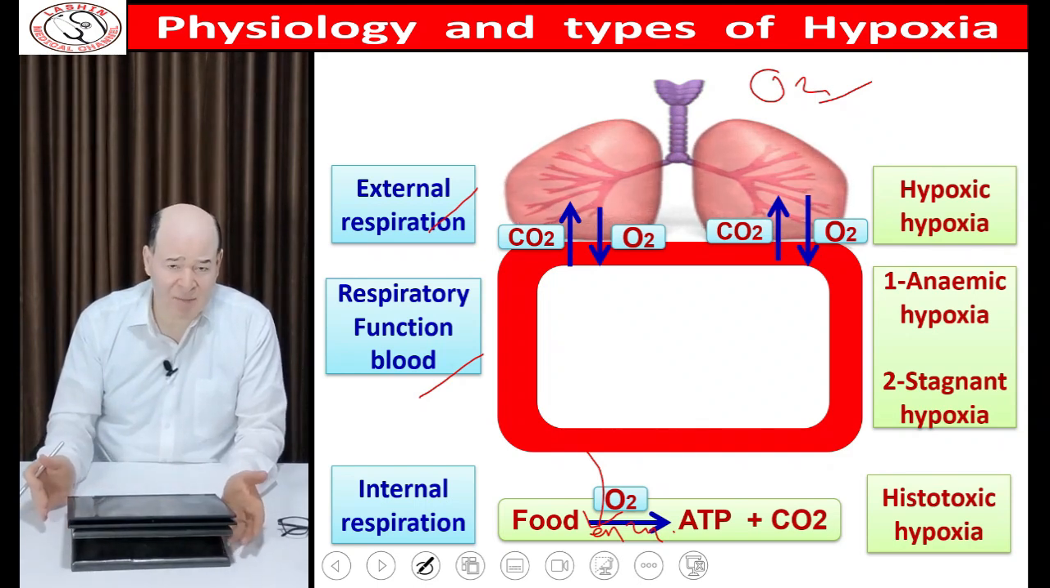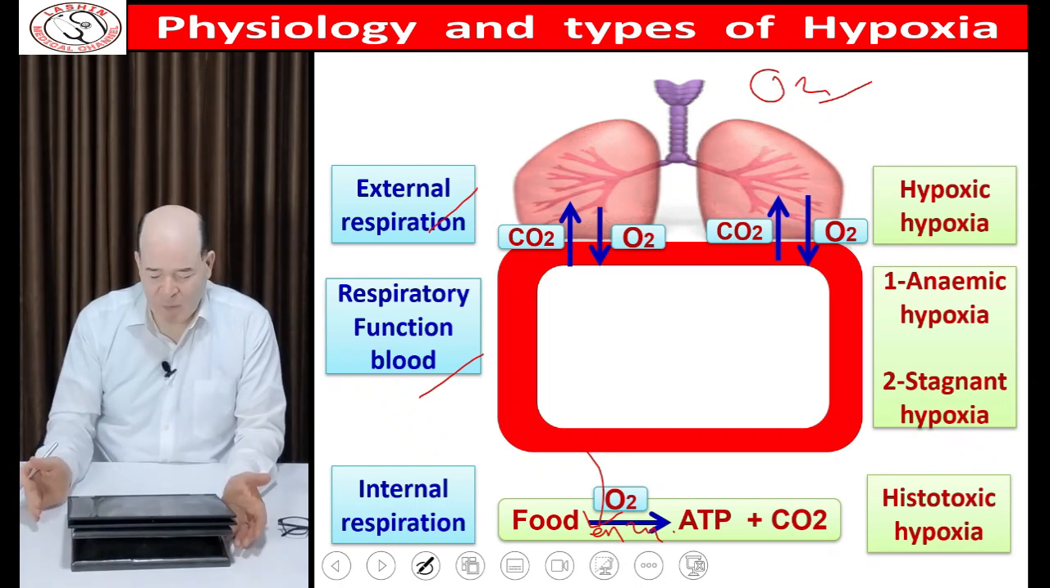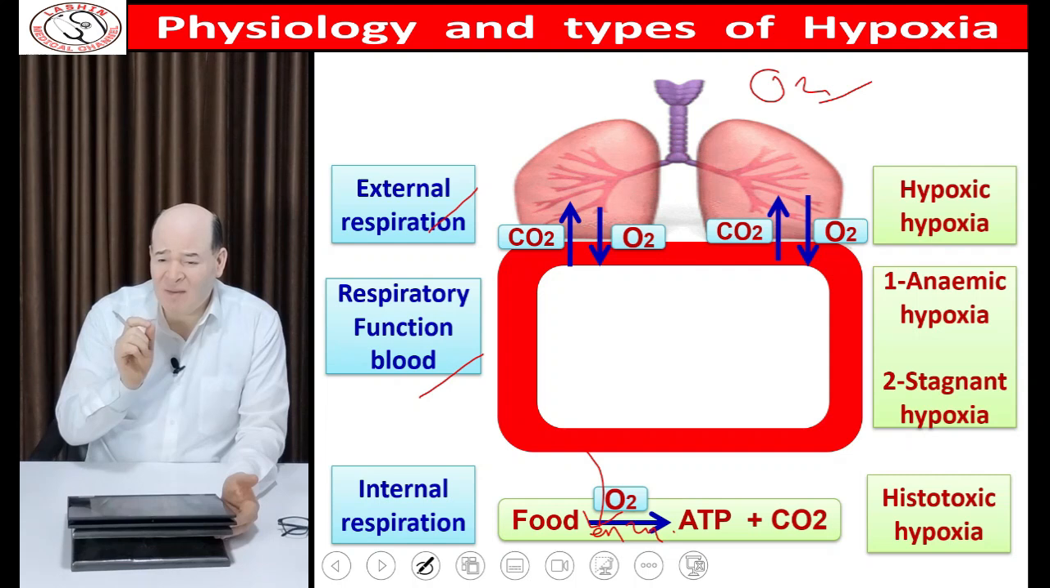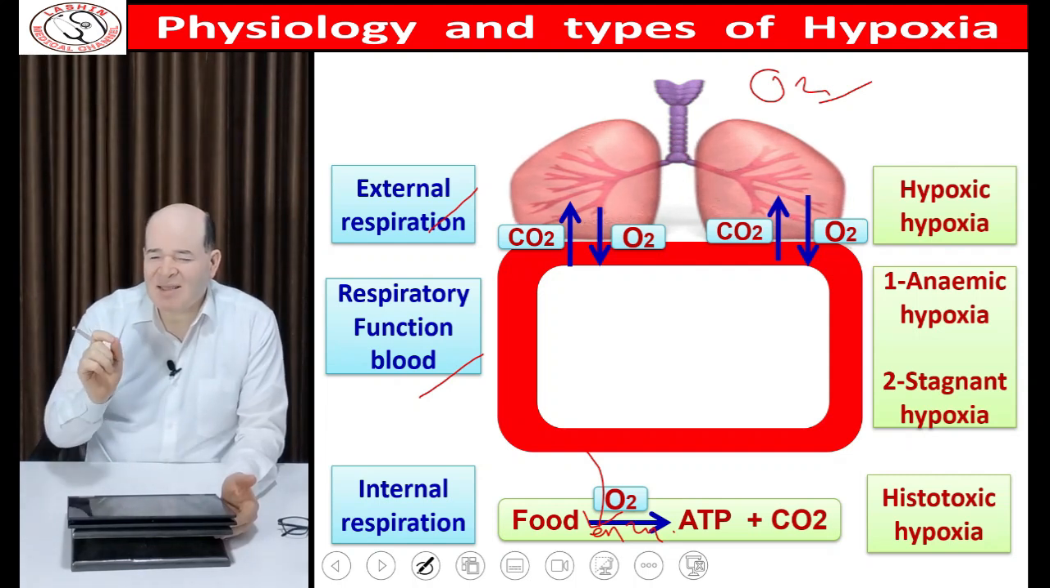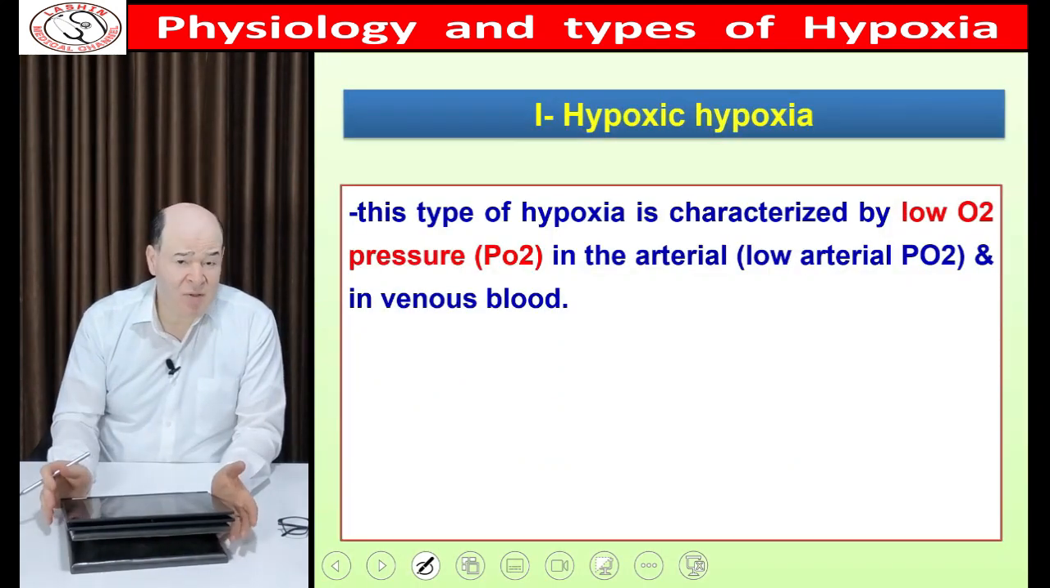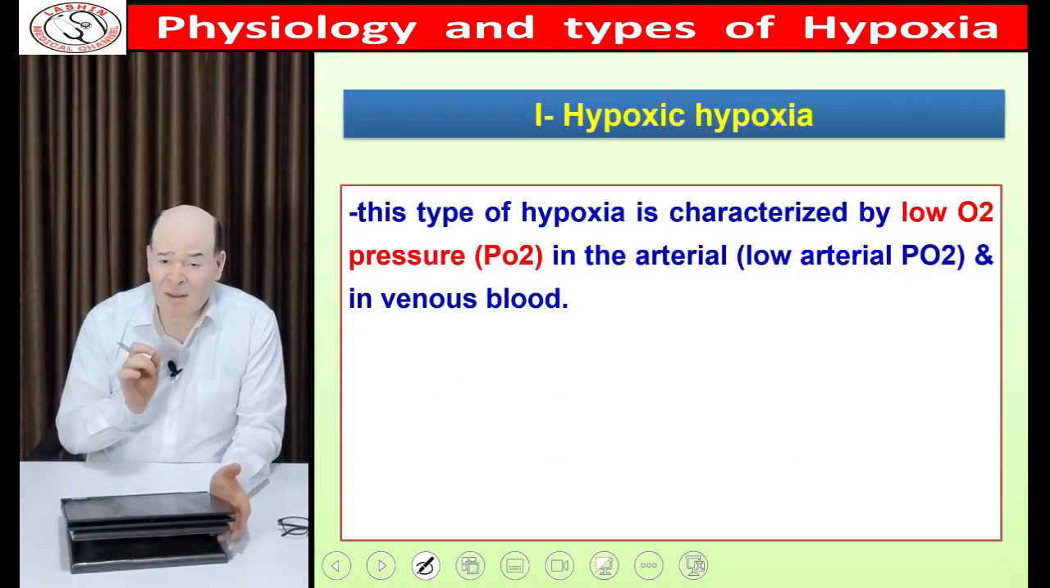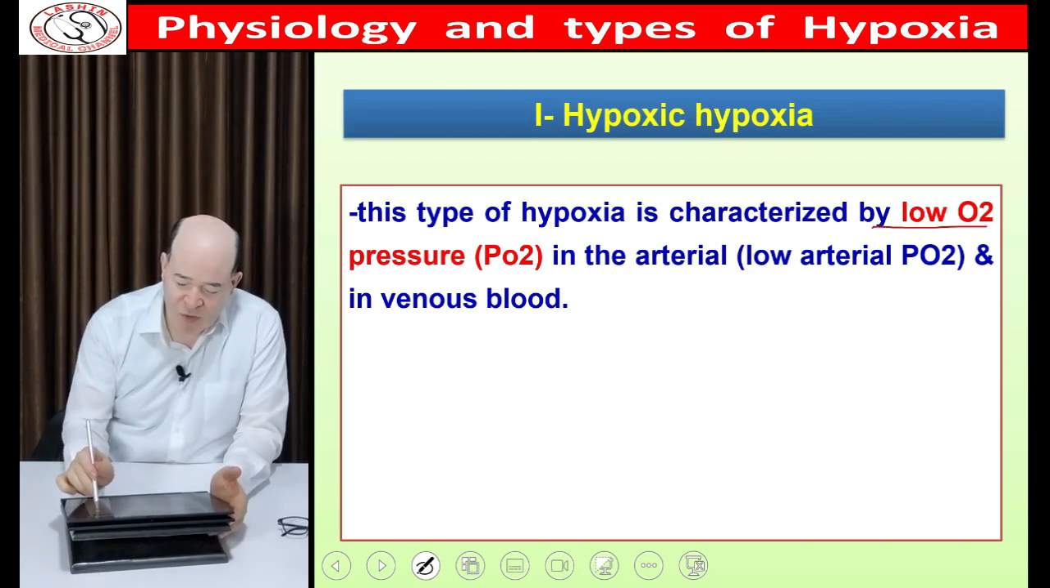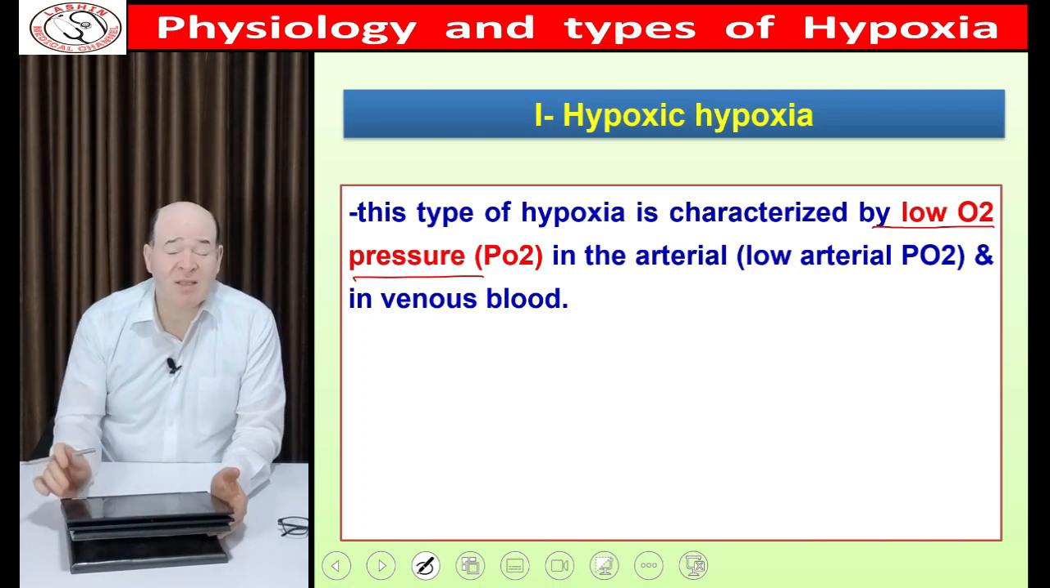If the defect is in the blood, we may have anemic hypoxia or stagnant hypoxia. If the defect is in the tissue enzymes inside the cells, we call it histotoxic hypoxia. Hypoxic hypoxia is a type of hypoxia that is characterized by low oxygen tension in the arterial blood. This is the most important criterion for hypoxic hypoxia.